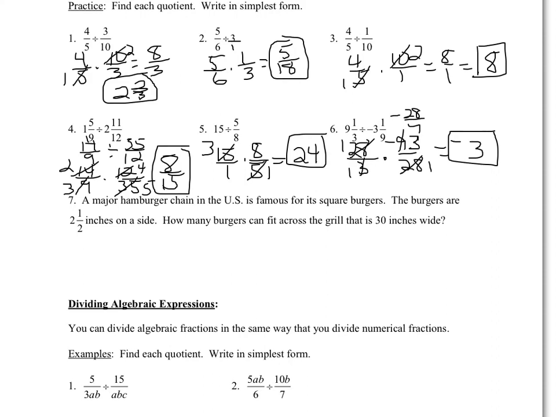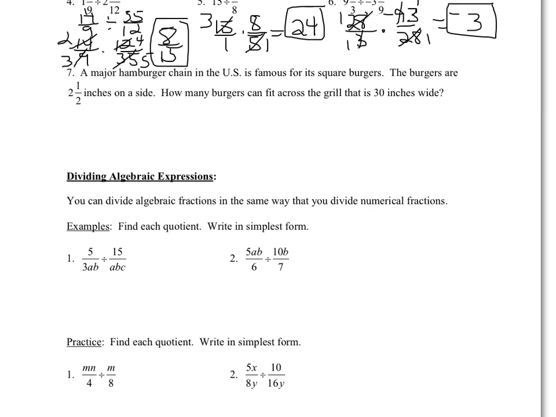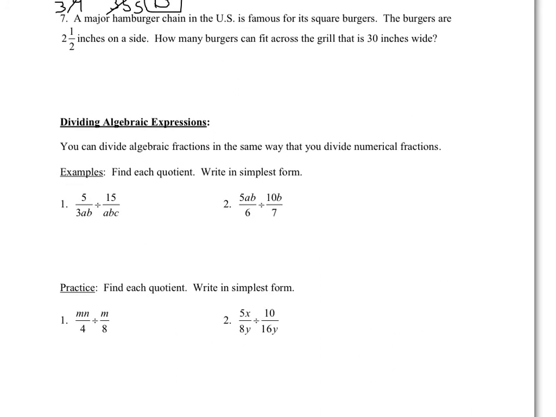And then we have a major hamburger chain in the U.S. that is famous for its square burgers. The burgers are 2.5 inches on a side. How many burgers can fit across the grill that is 30 inches wide? So we're basically taking 30 and dividing it by 2.5. How many 2.5s can fit into 30? In other words, we're going to take that 30 and divide it into 2.5-inch lengths.